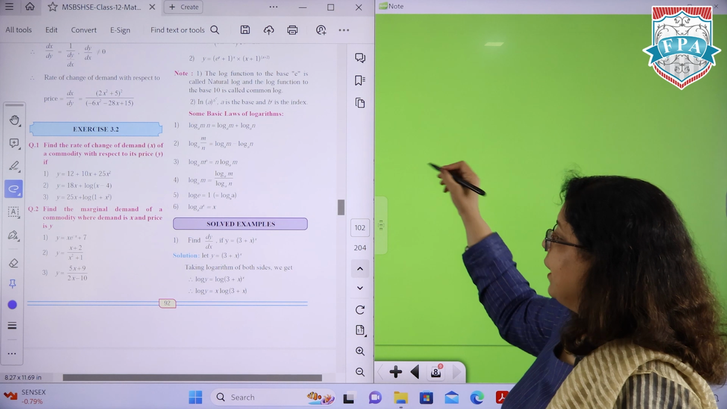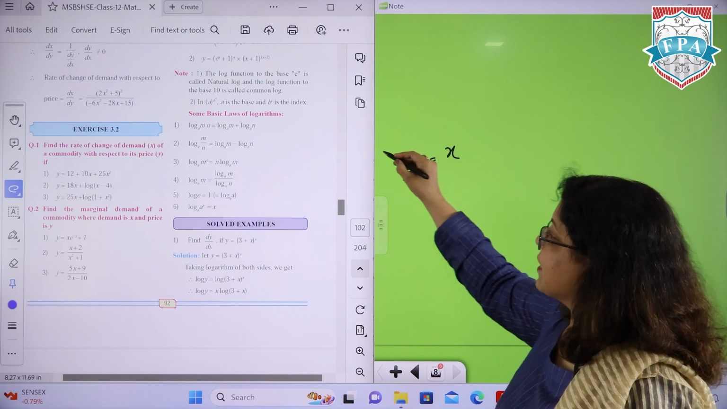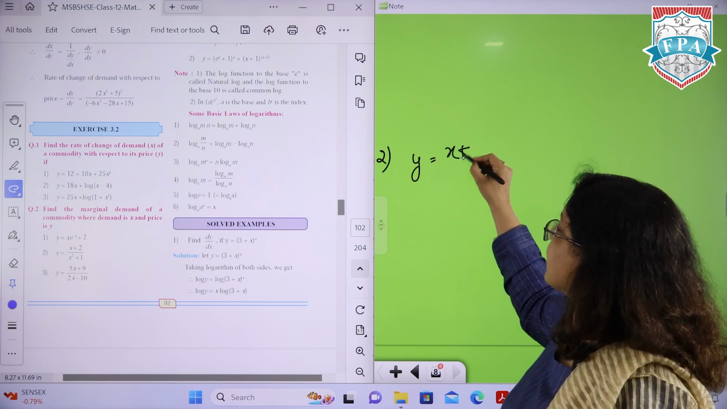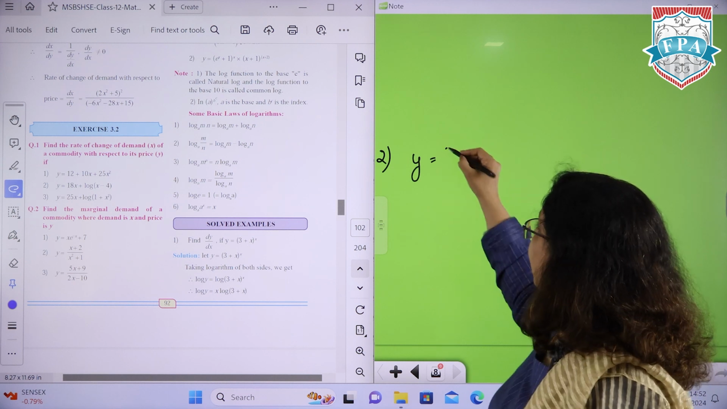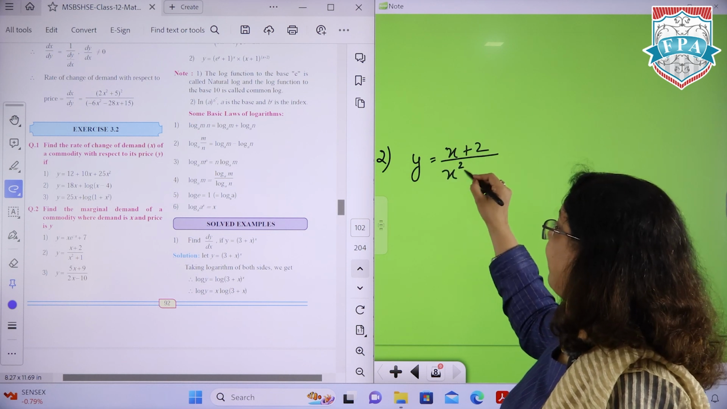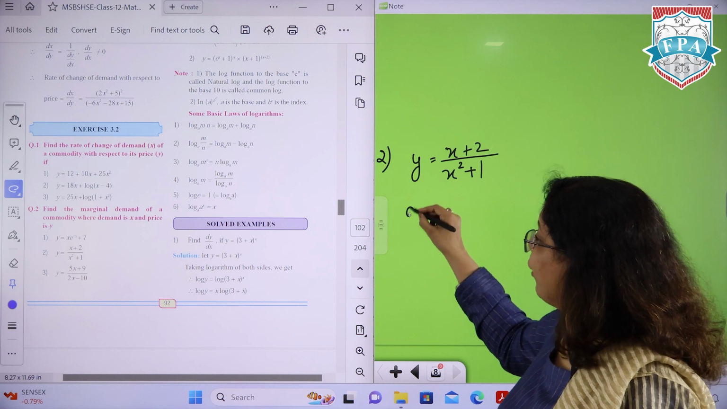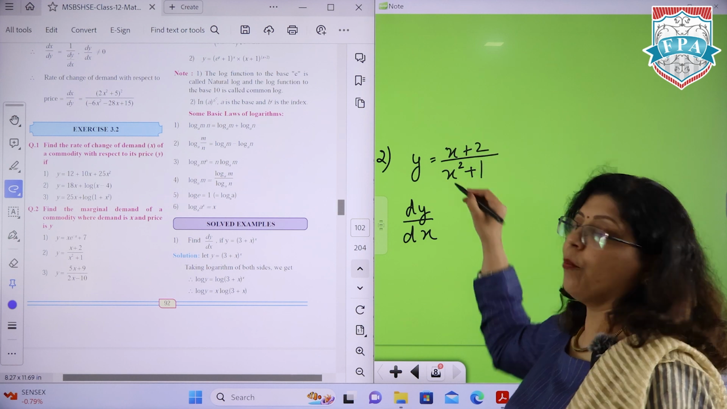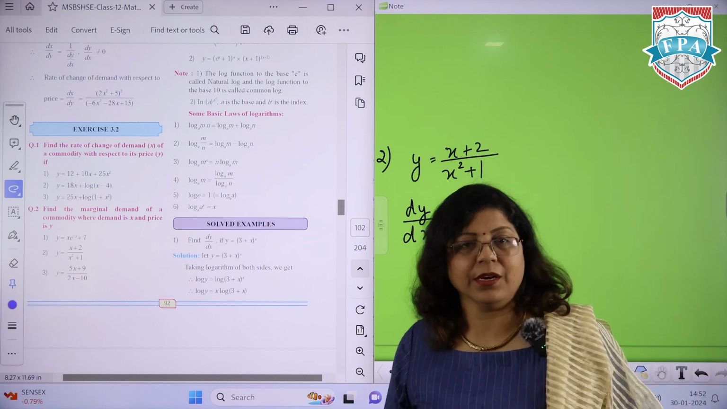So here we can see that, say y is equal to (x + 2) / (x² + 1). I'm doing the second question of exercise 3.2, the marginal demand question. Now when I'm doing dy/dx over here, I'm using the formula u upon v. We have just seen that in the starting. You have applied this even last year.